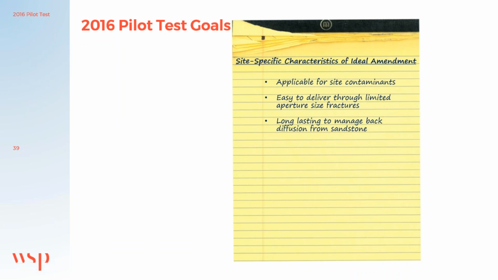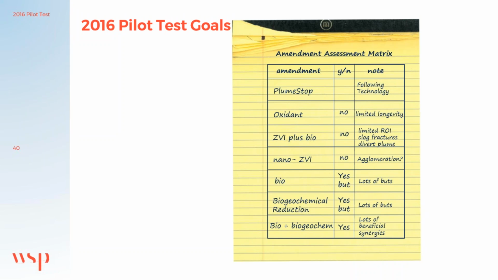So we made a matrix to tease out the best amendment characteristics for the site. When we made the matrix, PlumeStop was relatively new. We knew of potential problems with other sorbent-based technologies, mainly agglomeration and deliverability. So we decided to take a wait-and-see approach with PlumeStop. We ruled out oxidants quickly because of limited longevity and other reasons.